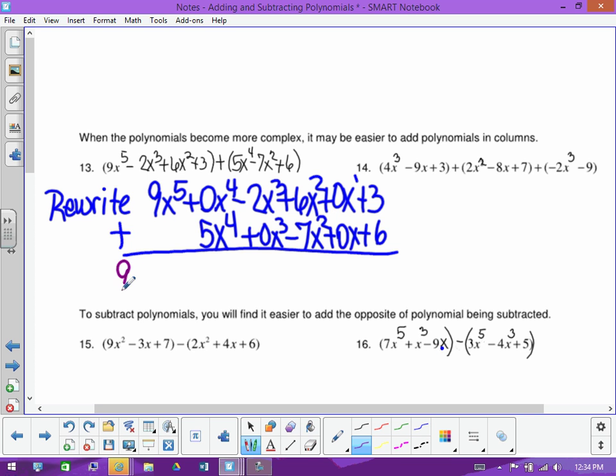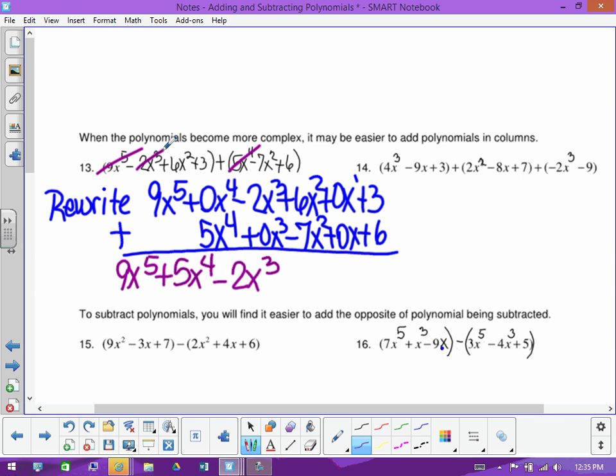So, I don't need anything to add to 9x to the 5th. Okay, if I'm just looking up here, I'm like, okay, use that up. I need a 4th. Well, add those together, I have 5x to the 4th. So I use that one up. 3rd, I've got negative 2x to the 3rd. Gotta keep your sign with it, so I use that one up.